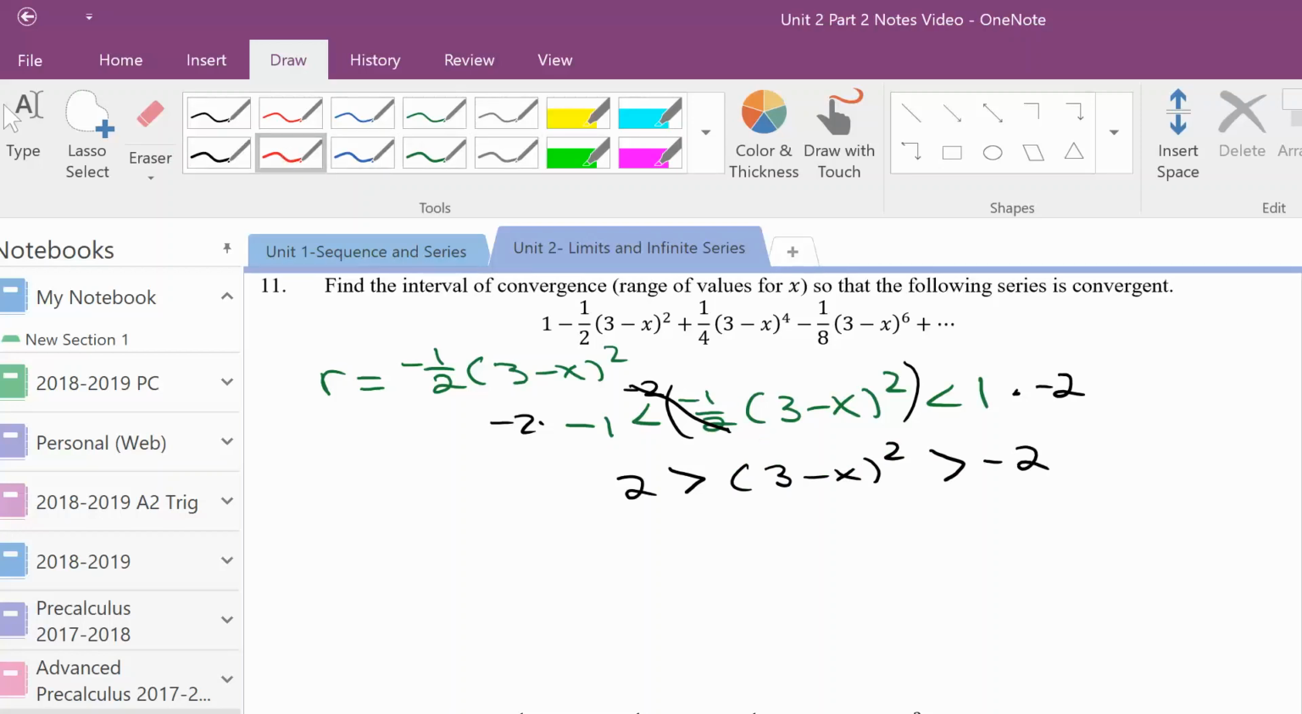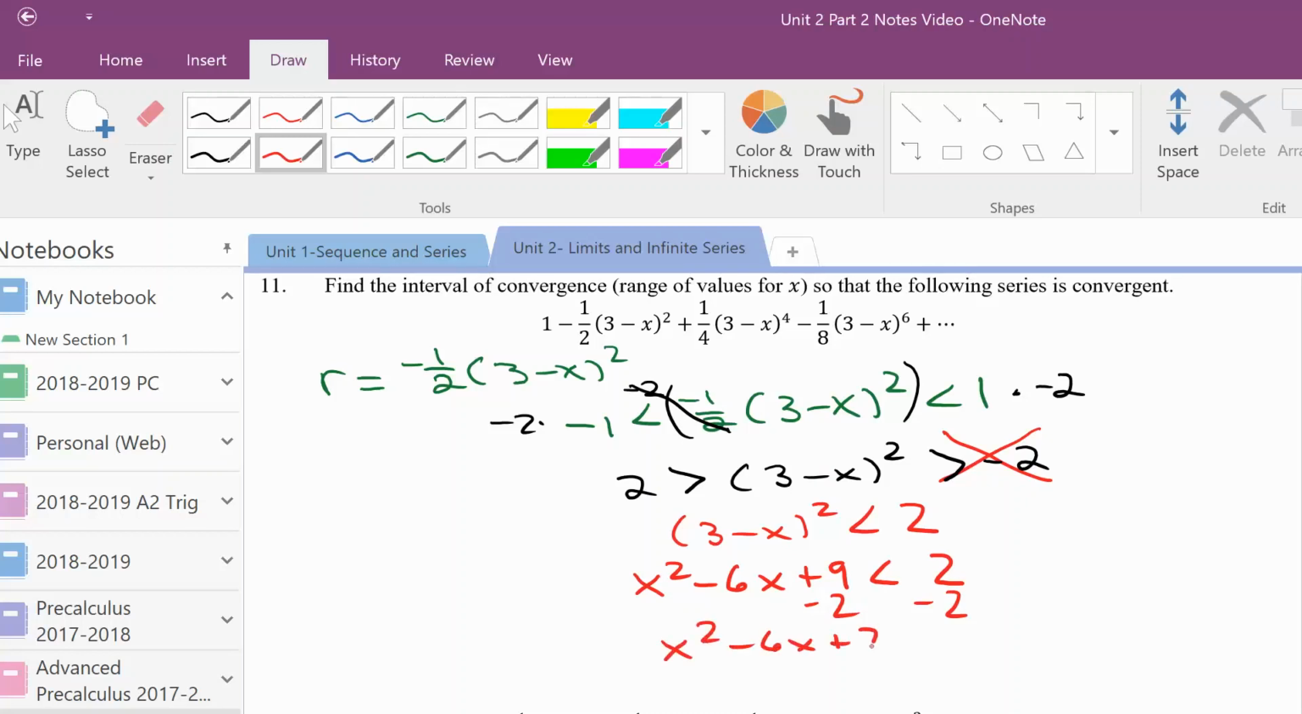Now we notice that 3 minus x squared is always going to give us a positive value. So it's always going to be greater than -2. So we don't have to worry about that. That's always going to happen. What's not always going to happen is that 3 minus x squared is going to be less than 2 if I flip that around. So that's where you need to find the intervals. So when I FOIL this, I get x squared minus 6x plus 9 is less than 2. When I move the 2 over, I get x squared minus 6x plus 7 is less than 0.